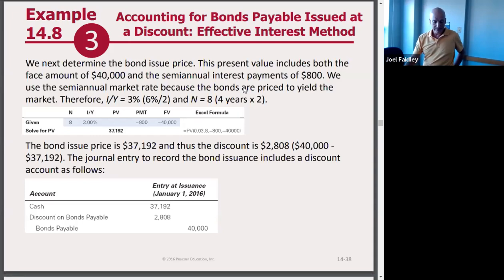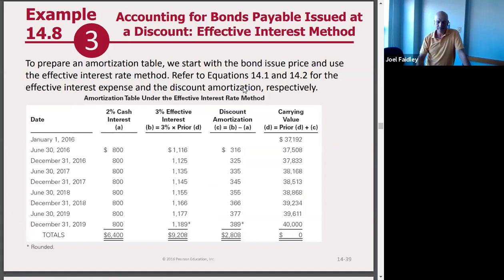All right, so there's my initial entry. You don't have a premium. You notice you've got cash, you've got your bonds payable, your plug number. Your plug number is your discount on bonds payable. That tells you if it's a discount, it has to be a debit balance. Premiums always have a credit balance, right? Which goes along with the bonds payable. Discount on bonds payable always has a debit balance, right? Same principle here.